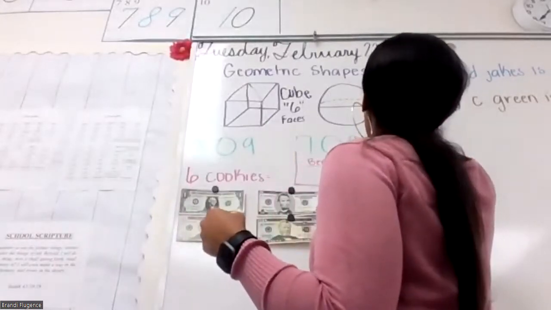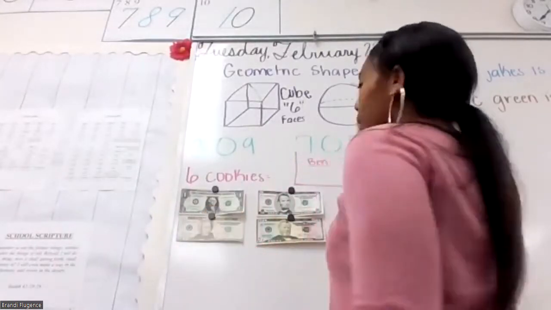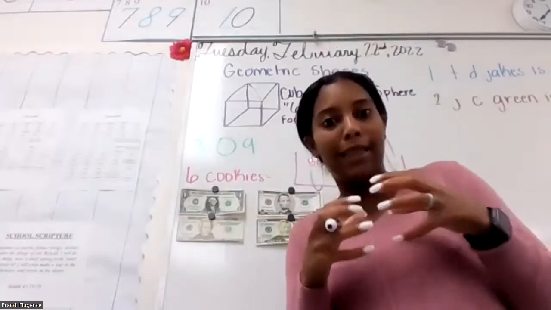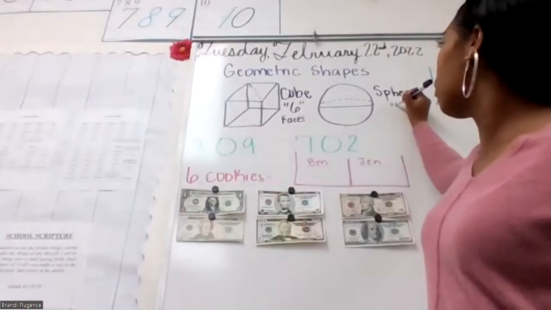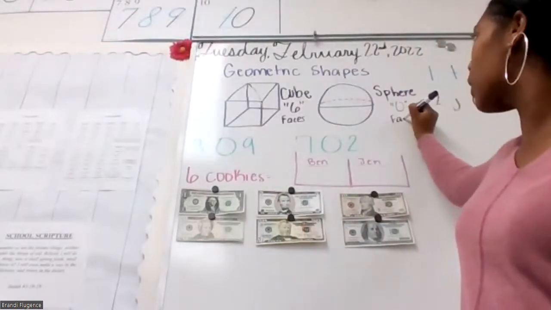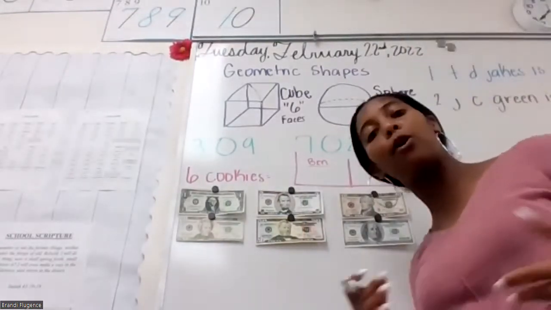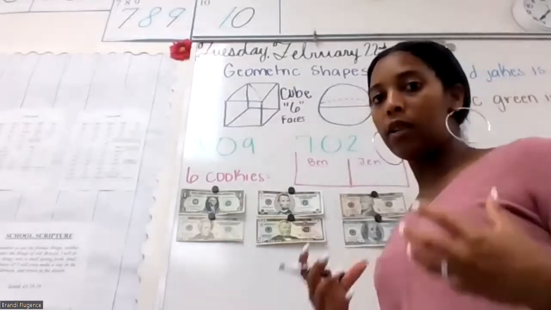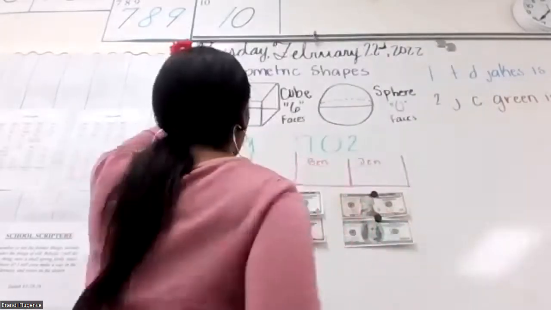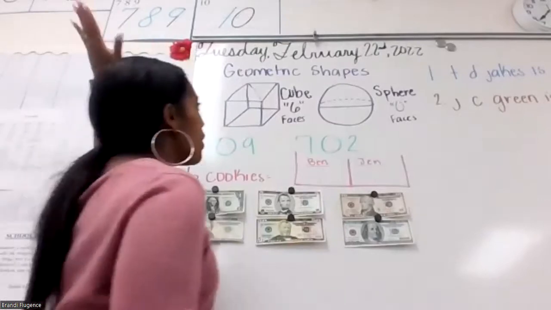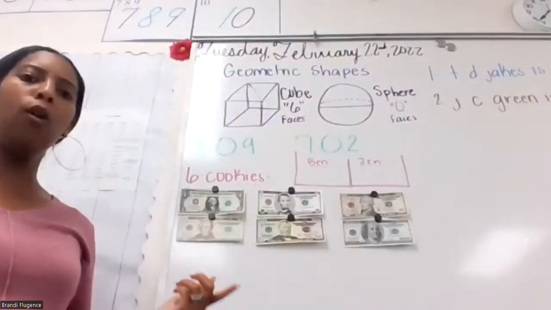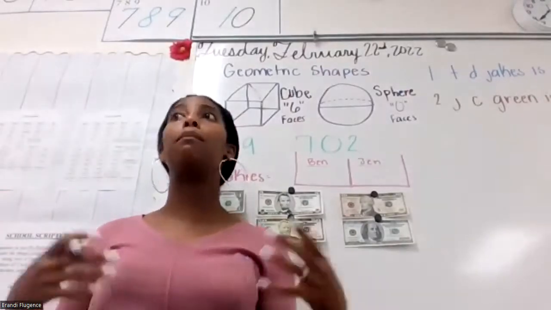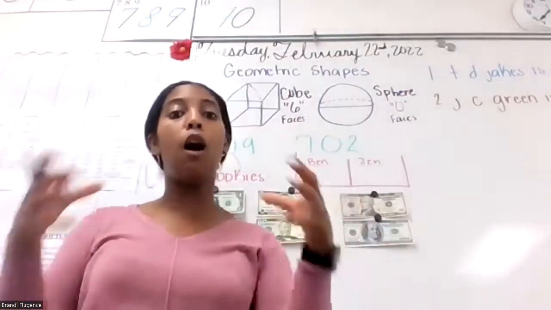Sphere. A sphere is a ball. Anytime we have a ball, that's a sphere. It has 0 faces because it's circular all the way around, so there are no faces on a sphere. So we have a cube that has 6 faces and a sphere that has 0 faces. A cube would be a box and a sphere would be a ball.